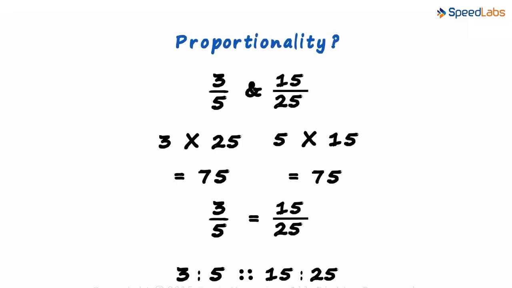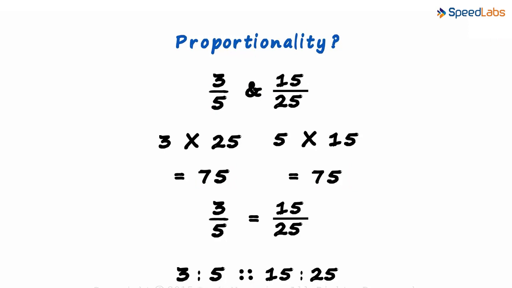In the previous session, we tested these two ratios for proportionality. We found the product of these two numbers and then the product of these two numbers and then compared them. But what is this 75? What is the logic behind this?